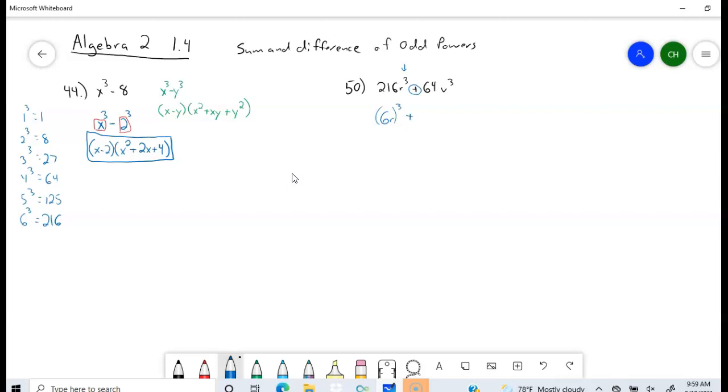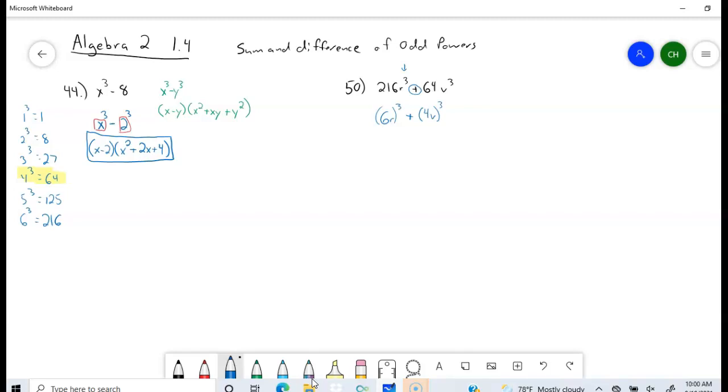Plus, well, 64, now you've got to be careful here. I think our first instinct is to say it's 8 because we're used to working with the differences of perfect squares. But 8 cubed is actually 512. We've got to be careful there. 4 cubed is 64. All right, we see it right over here. 4 cubed is 64. Be careful not to mistakenly put an 8 there. So this one I would write as (4v) quantity cubed. So now I have the sum of odd powers, so the sum of perfect cubes.